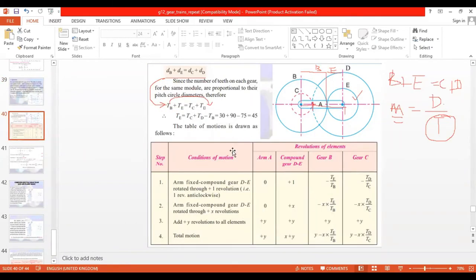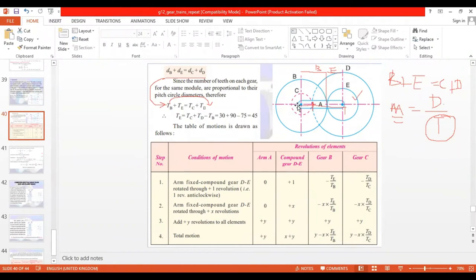So we will make this table as usual. Arm fixed, compound gear DE rotated through plus one revolution. We usually keep the arm in the fixed condition first, so arm fixed means that is zero. The compound gear rotated making one rotation, that is one. So for that, how many rotations is gear B making, and how many is gear C making?